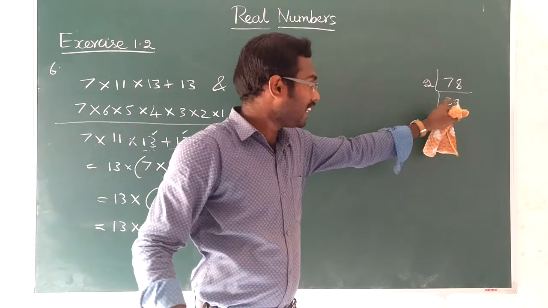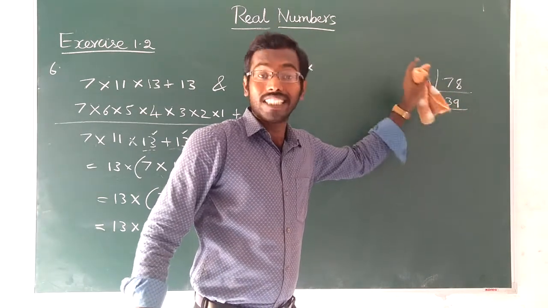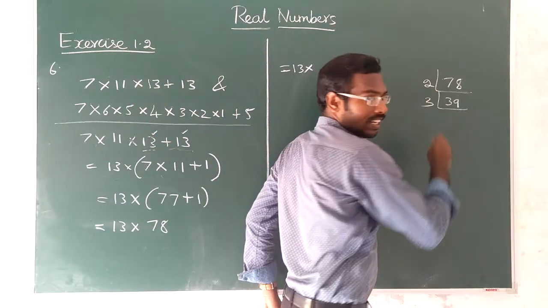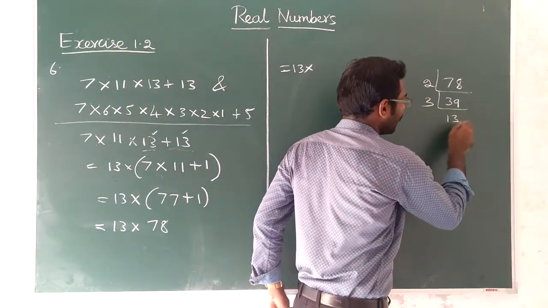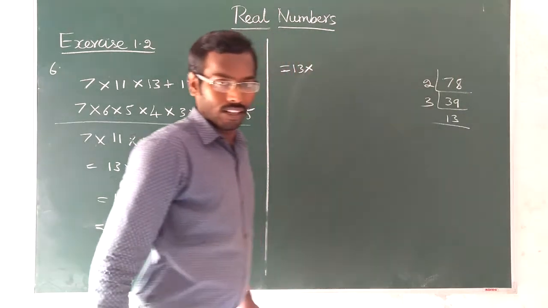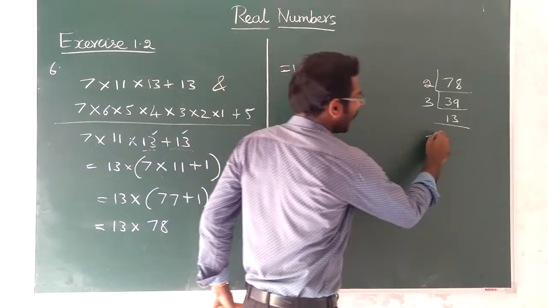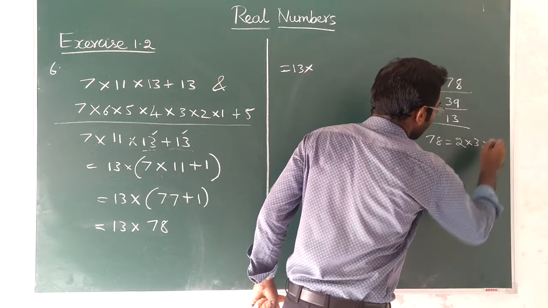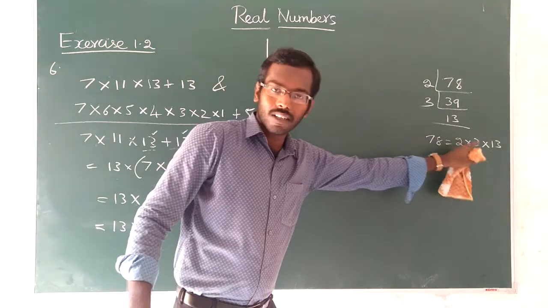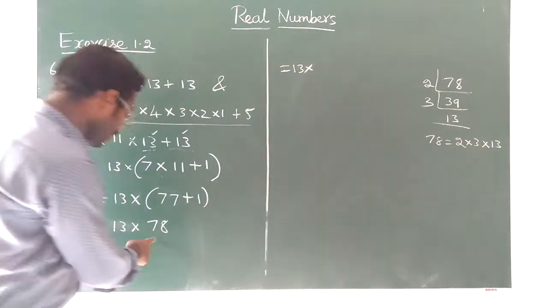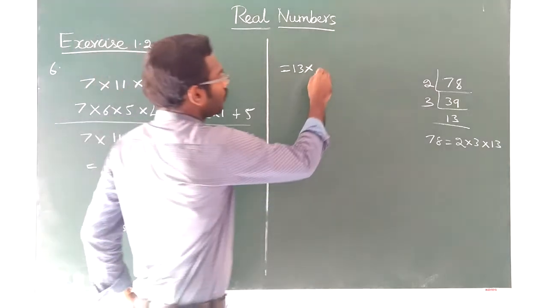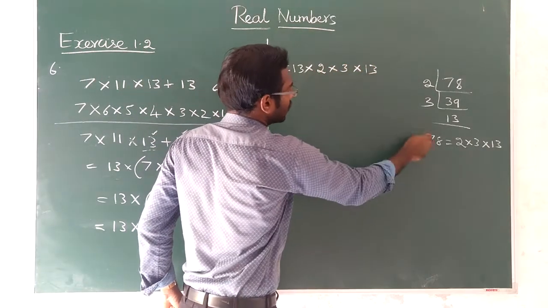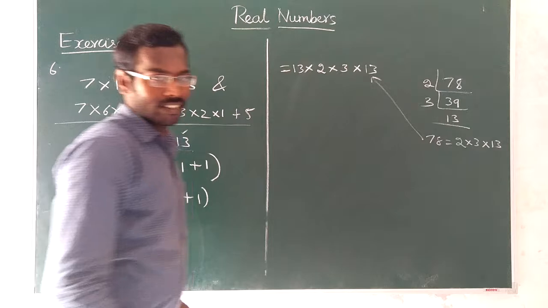39. 39 is not divisible by 2, but 39 is divisible by 3. 39 divided by 3 is 13. 13 is a prime number. Therefore, 78 can be written as 2 into 3 into 13. Therefore, instead of 78, we can write 2 into 3 into 13. This value only I am writing.